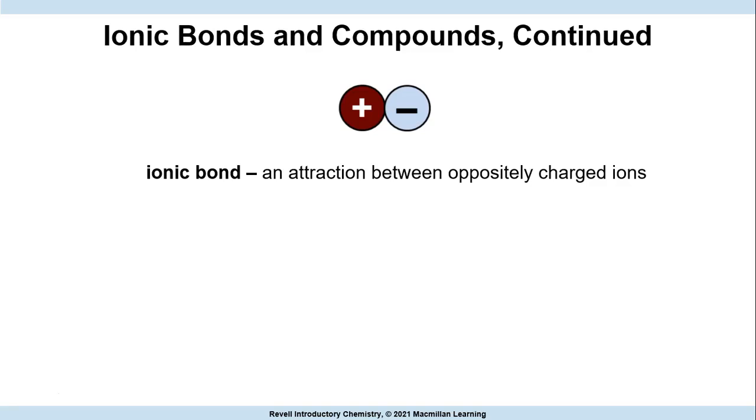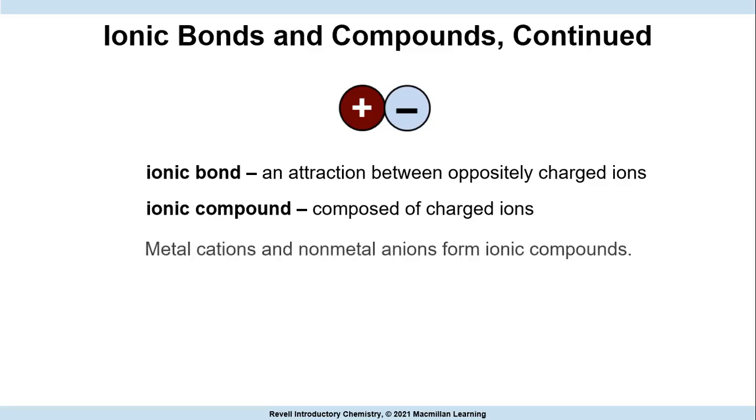So there is an ionic bond here, and when this happens, they form a compound, and that compound is called an ionic compound. So an ionic compound is composed of charged ions. We have a positive and negative charge, so they form an ionic compound. Metal cations and non-metal ions form the type of compounds that we call ionic compounds.